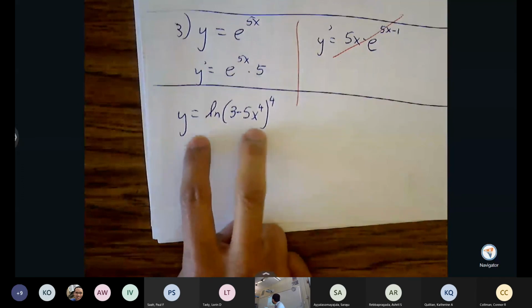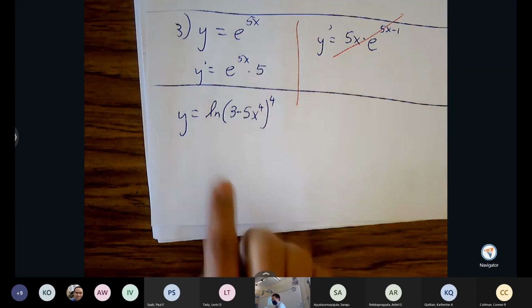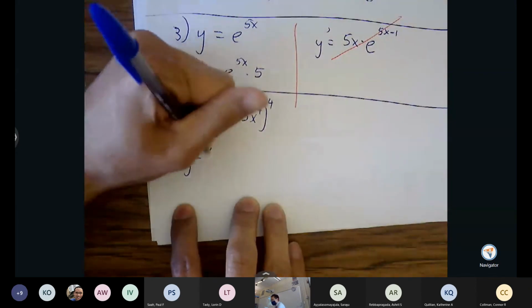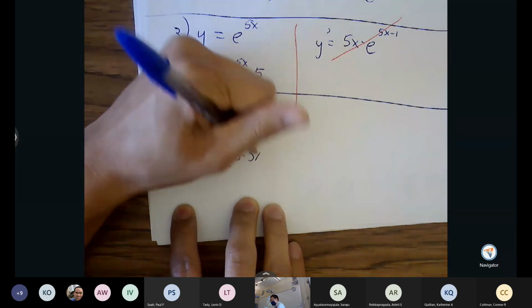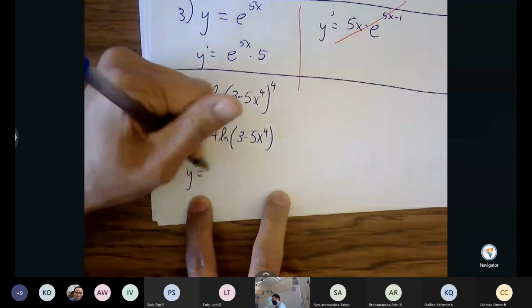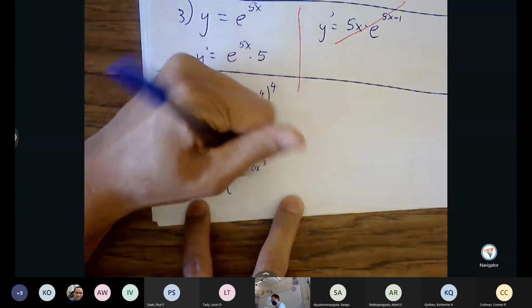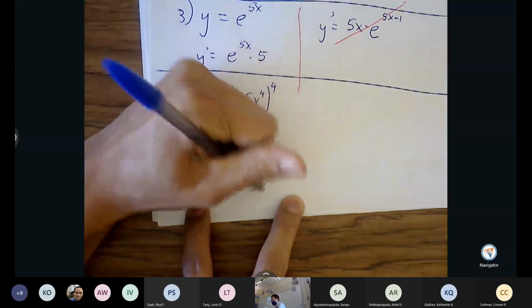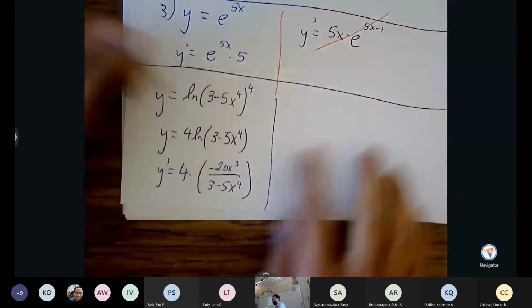If I ask you for the derivative, how would you start this process? Yeah, you would bring that down that 4, right? And then you would apply what? Just find the derivative. U prime over u, right? You would say negative 20x cubed. Okay, so that's the correct method. This is what I see.